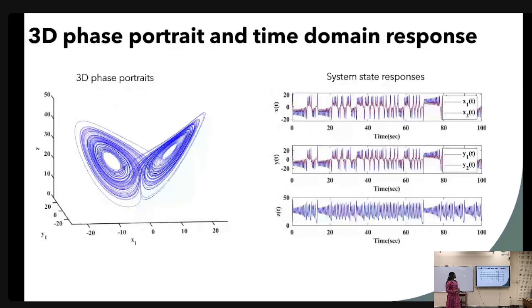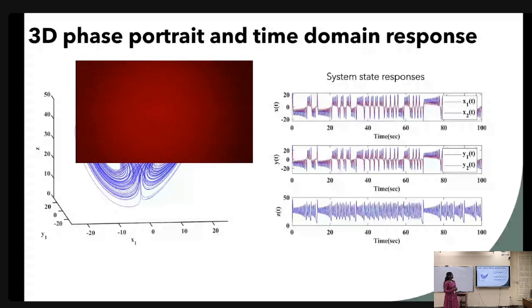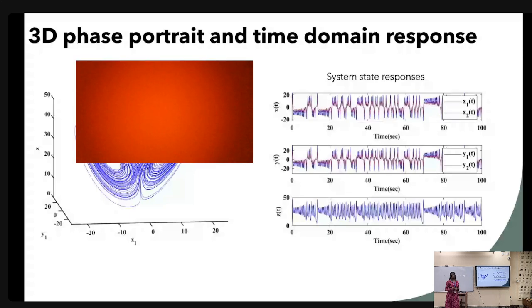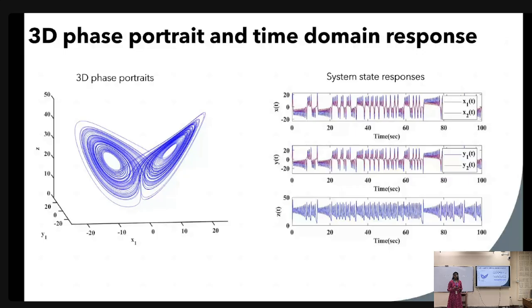These are the 3D phase portraits and the time domain response of the proposed system. Here we could see x1 of t, x2 of t, y1 of t, y2 of t, and z of t. For our application, we have taken x1 of t for generating the key, but it depends on the user's perspective. They can choose whatever signal or combination they want.